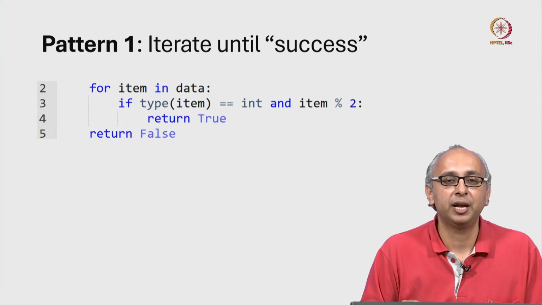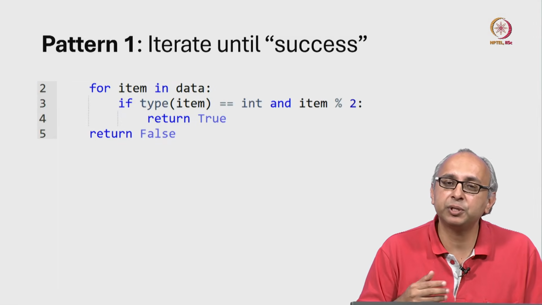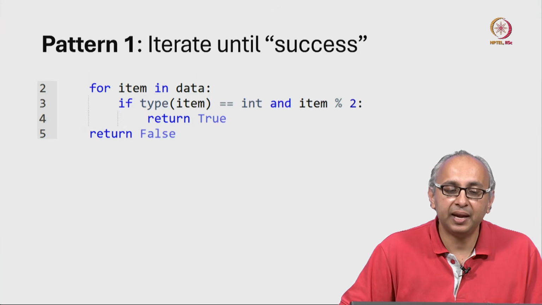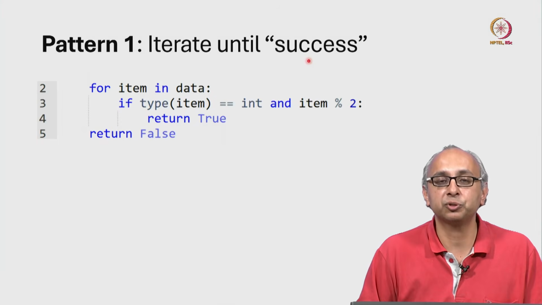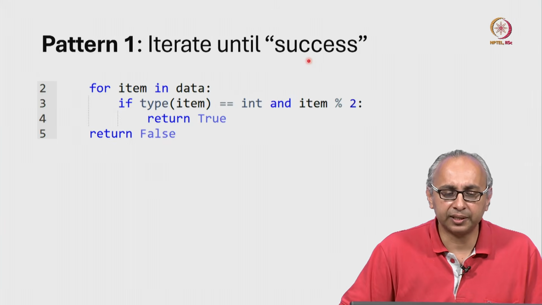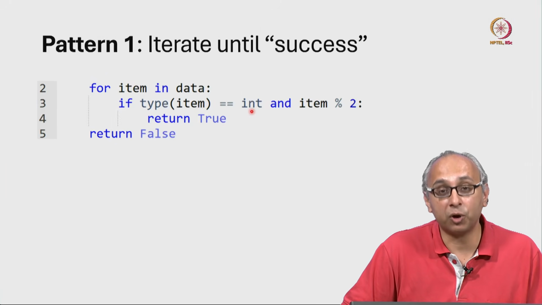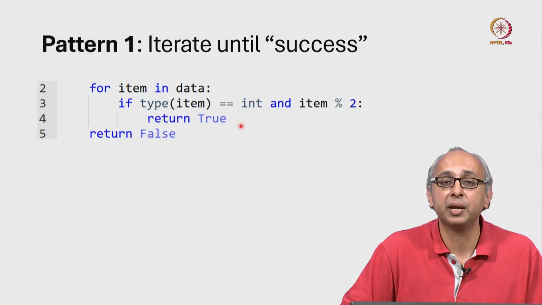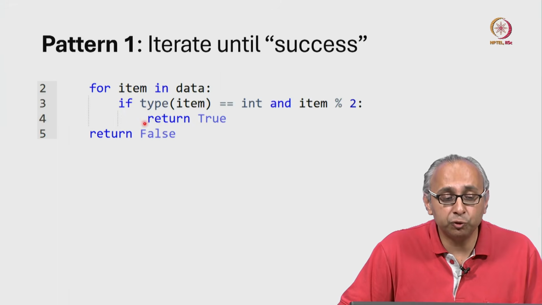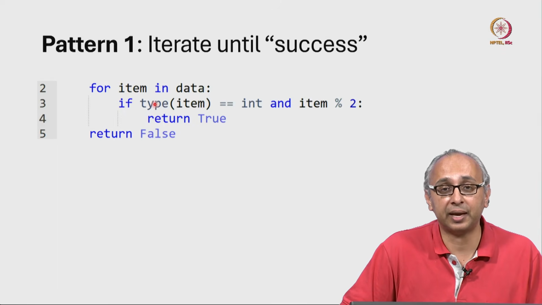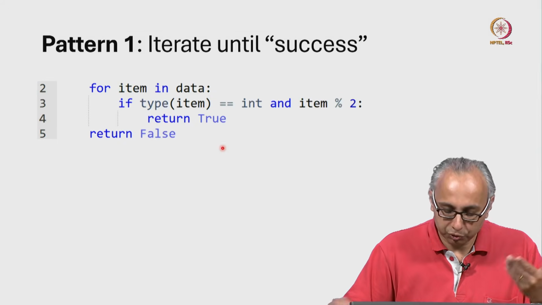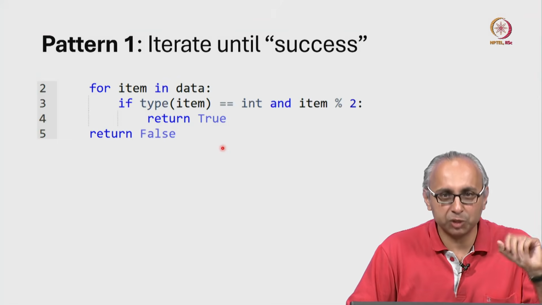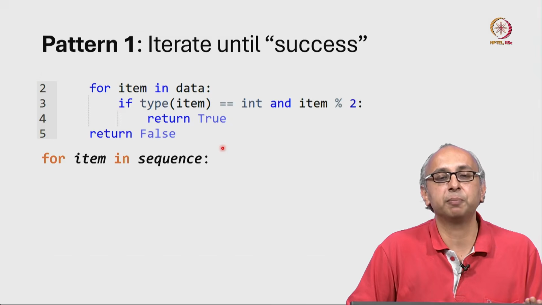So this particular code has a very common pattern that you will see in many instances. The idea is to iterate through some sort of sequence until you have some sort of success. So in this case, success was finding something that was an int and that was odd, and then we returned true. And in this typical pattern, if you fail to find something that meets your success condition, then you do something else over here.